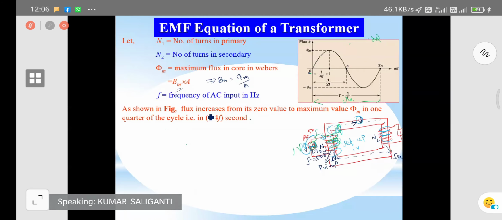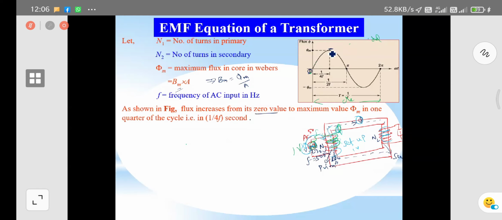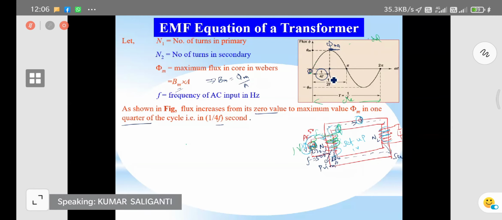So as shown in the figure, the flux increases from its zero value to the maximum value phi m in the quarter of the cycle. I am going to take a quarter of the cycle, that is 1 by 4 of the frequency, because at this point you are getting the maximum value of flux.